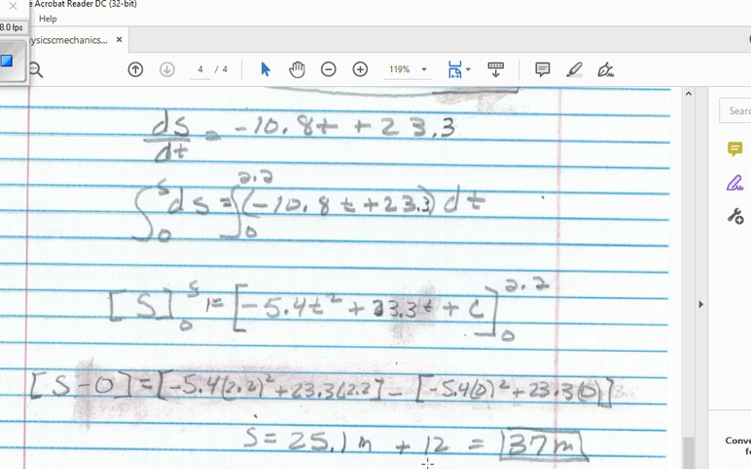But I have to remember my beginning displacement was 12, and I add that to get 37. Now again, this 25.1 is the change in displacement from 0 to 2.2 seconds.